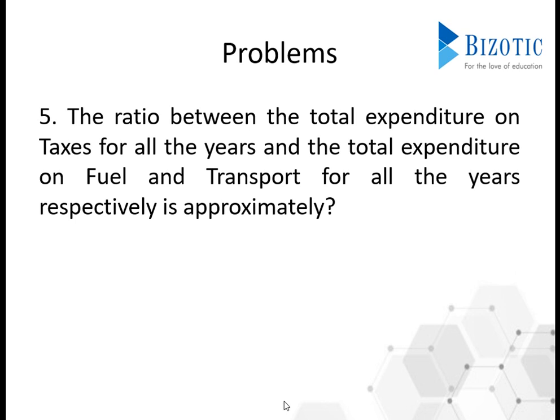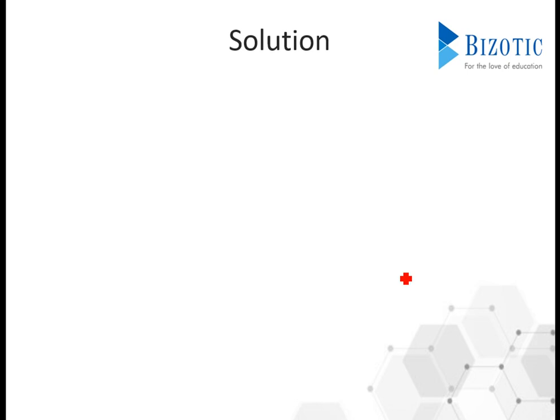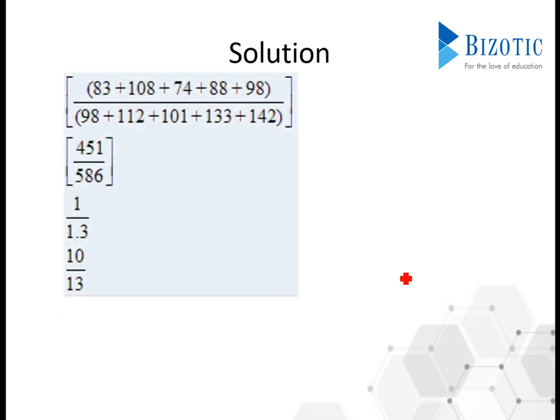And then the next problem: the ratio between the total expenditure on taxes for all the years and the total expenditure on fuel and transport for all the years respectively is approximately what? The questions are almost the same but asked in different ways. Here they have asked for ratios. So you add all the expenditure on taxes divided by all the expenditure on fuel and transport, and then you will have the answer as a ratio. That's what you will see in the solution part.